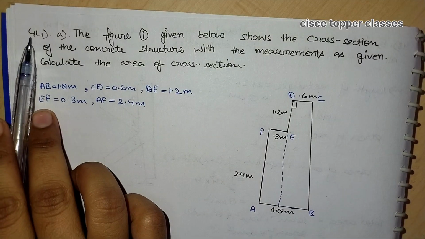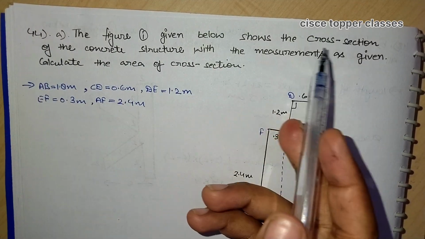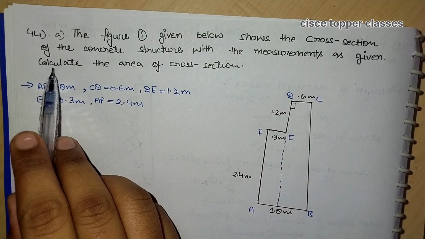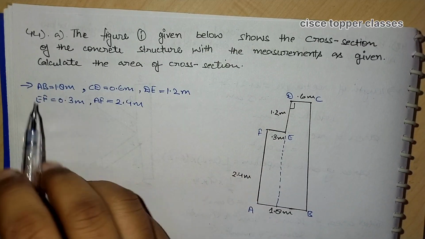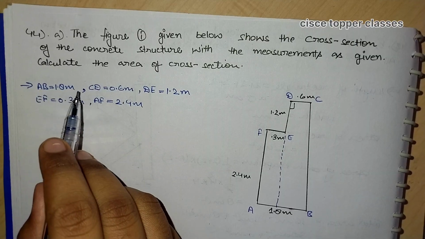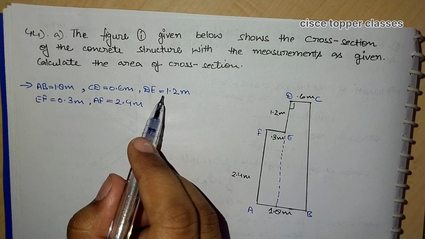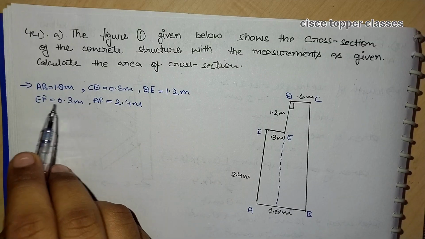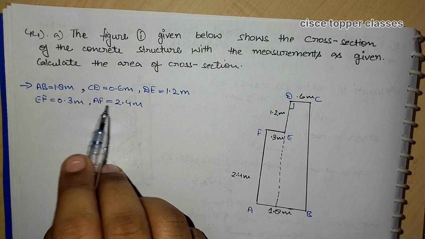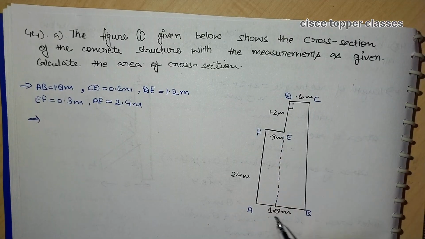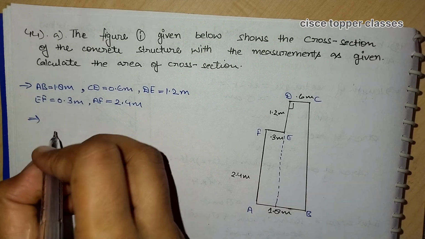Now let us solve 44th first part. The figure given below shows the cross section of the concrete structure with the measurements as given below. Calculate the area of cross section. Here AB is 1.8 meter, CD is 0.6 meter, DE is equal to 1.2 meter, EF is 0.3 meter again, and AF is 2.4. So from that, firstly we'll produce DE to meet AB, so that we can form a triangle and a trapezium, and from that only we can find the area.